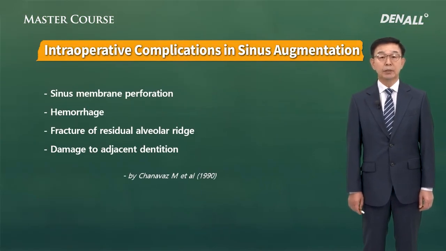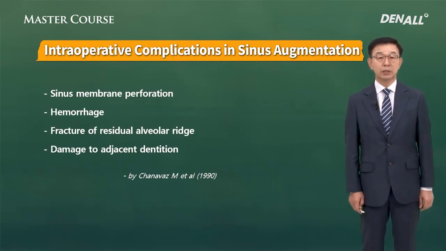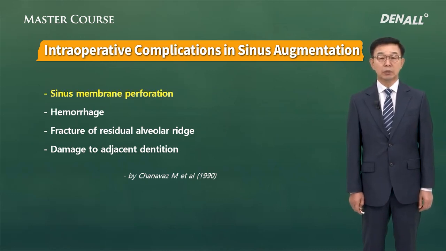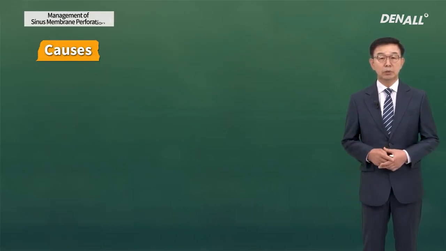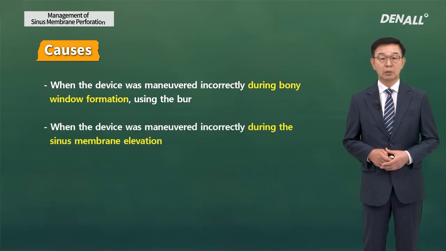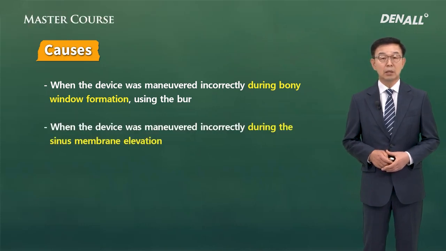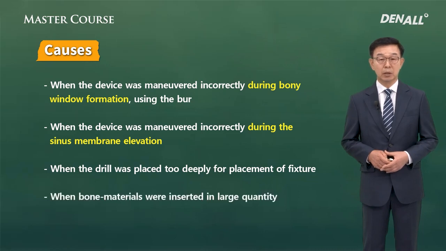During surgery, when you do sinus lift, there can be many complications. Today, I'm going to talk about sinus membrane perforation. Sinus membrane perforation can occur when you form lateral window with a burr. Second, it can be done as sinus is lifted, when implant is placed, and although rare, it can also occur when bone graft is done.